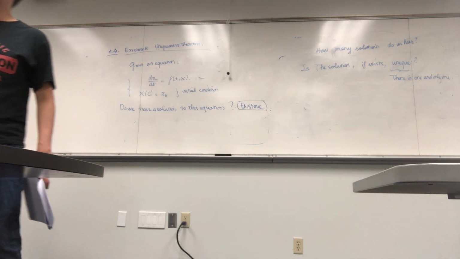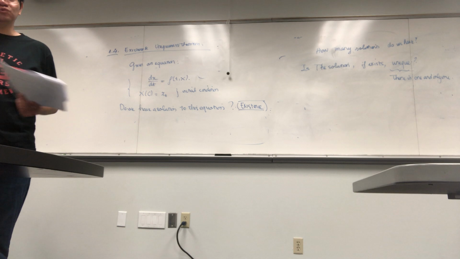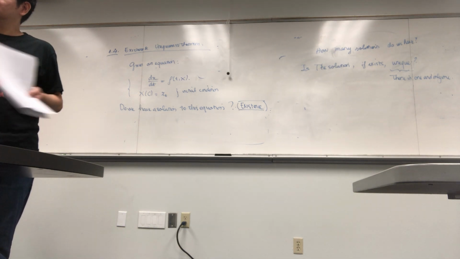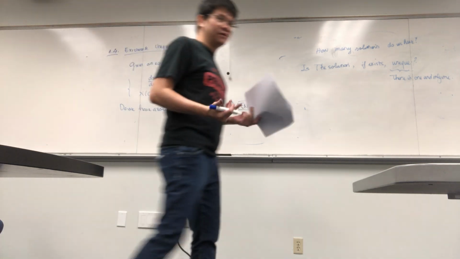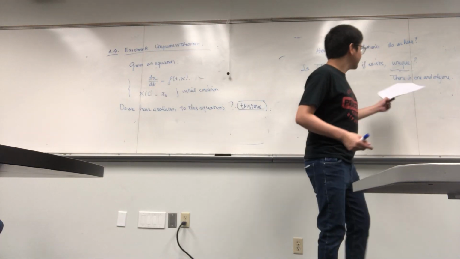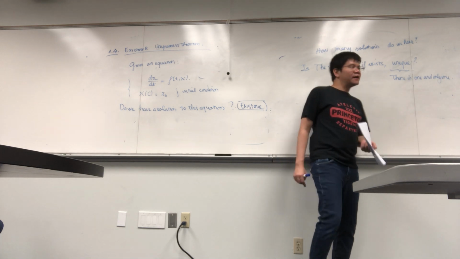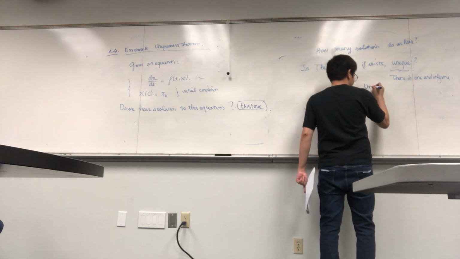The second one is, okay, suppose that I find a solution. How many solutions can you find? Right? So is this solution unique, meaning that this is the one and only one solution of this equation? And this is the uniqueness part.